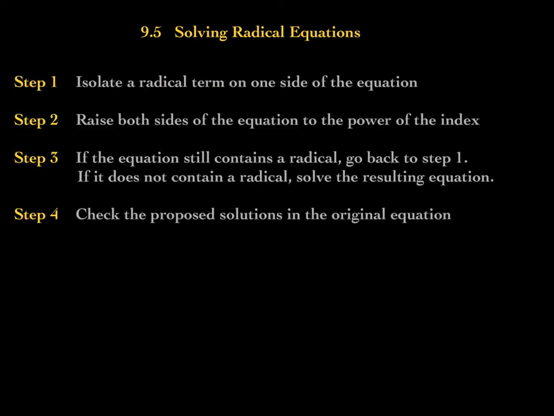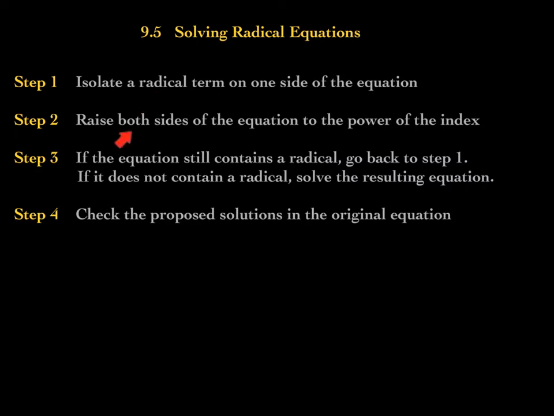Step 1, isolate a radical term on one side of the equation. To isolate a radical term means to get it by itself on one side of the equation. For a lot of our equations, you will only have one radical, so isolate it. For a few, you will have two radicals, and you'll have to decide which radical you'll want to isolate. It doesn't matter which one, just choose one of the radicals and isolate it. But for most of the equations you and I look at, there will only be one radical.